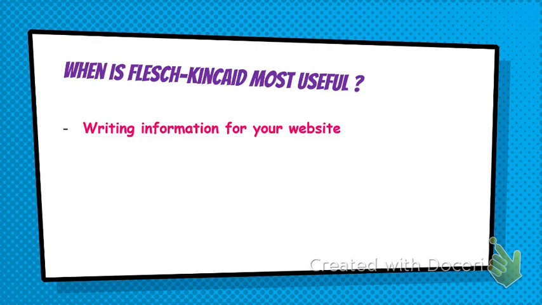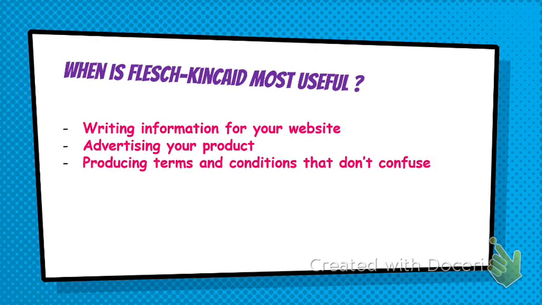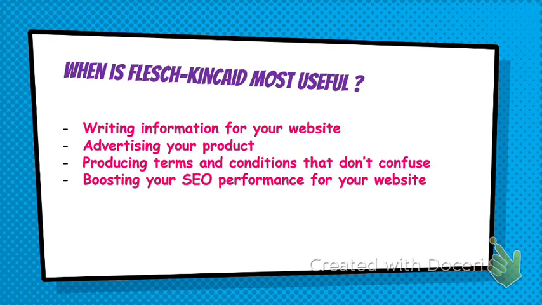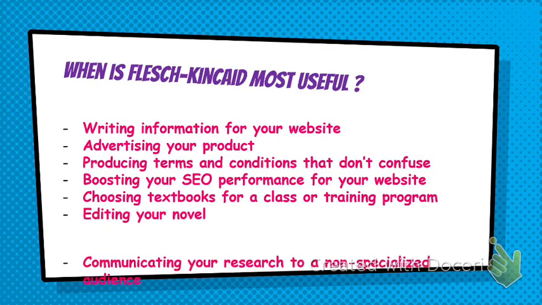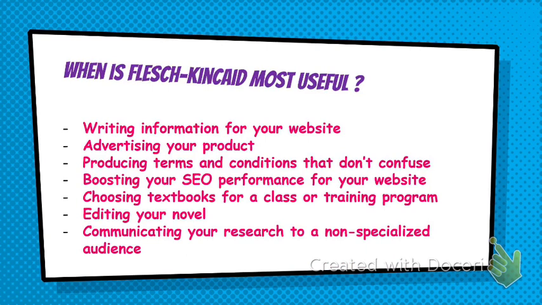I kind of mentioned this a little bit. Some ways that you can use this is when you're writing information for a website, advertising your product, right? If this is talking about readability, you want people to understand this. So if you're trying to sell something, you want the buyer to understand it, and not use weird words and too many long run-on sentences. Producing terms and conditions that don't confuse, boosting your SEO performance for your website, choosing textbooks for a class or training program, editing your novel, for instance, and communicating your research to a non-specialized audience.